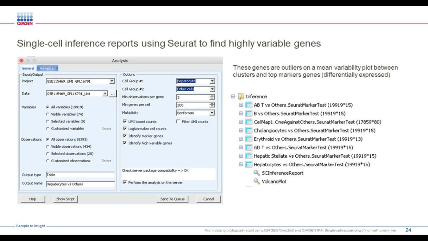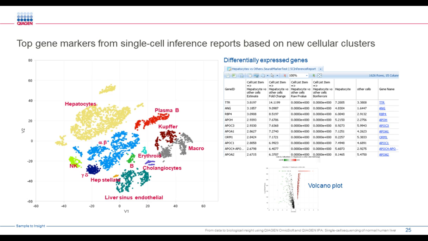Doing that, you obtain in the inference folder this type of comparison: hepatocyte versus others, hepatic stellate versus others, and many others. So, this is exactly what I have proceeded. I wanted to look and understand, when you compare one cell type versus the others, what are we going to obtain in terms of biology? And that should tell us a lot about the liver. This is what we have done.